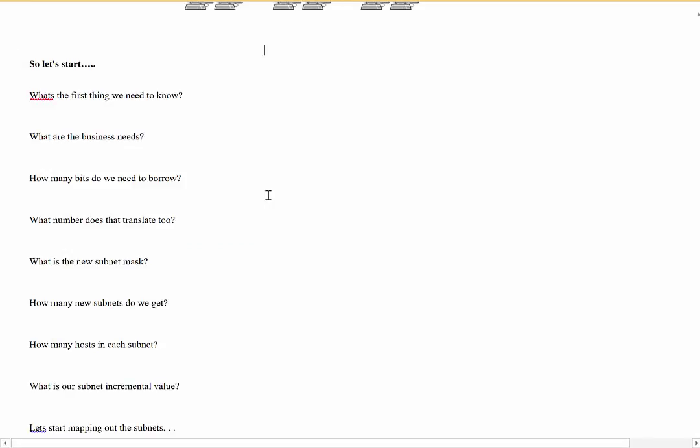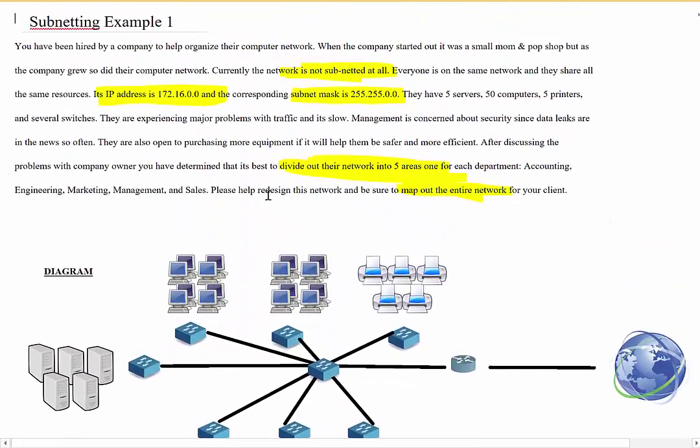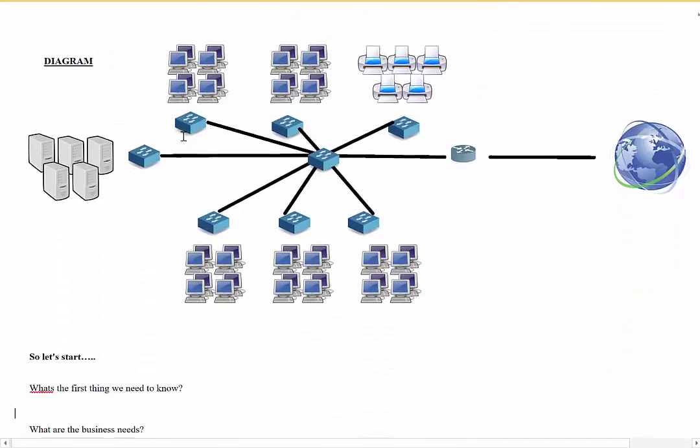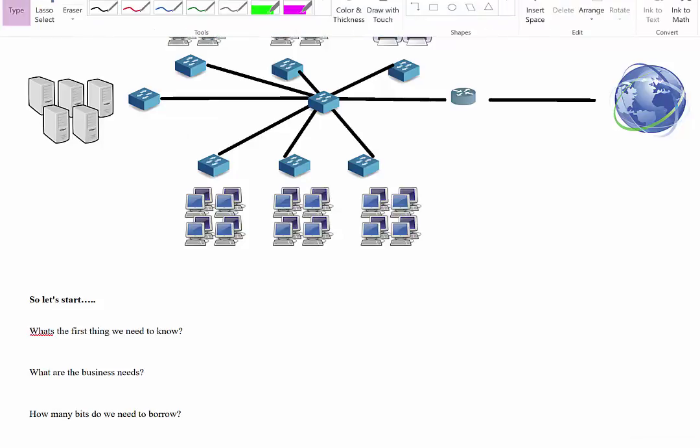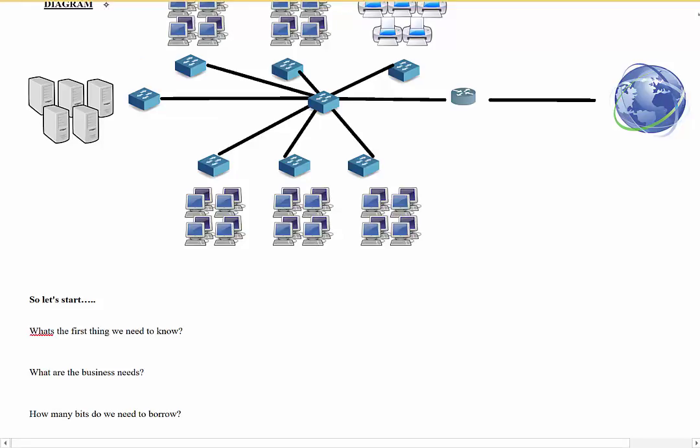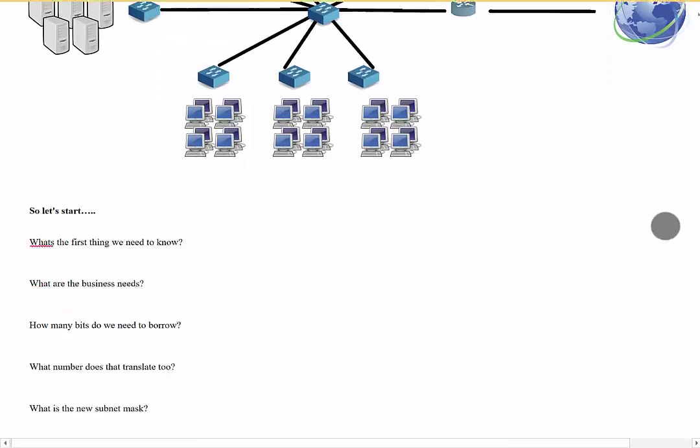So let's go ahead and just scroll back up here again. And we know that the IP address is 172.16.0.0 and the subnet mask is 255.255.0.0. So what is the first thing that we need to know? Well, we really do need to know those two critical pieces of information.